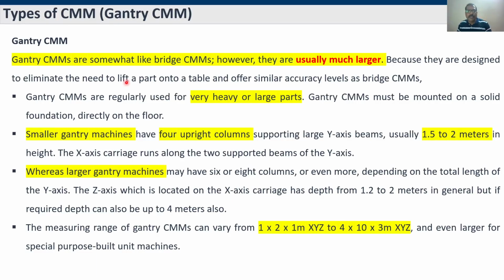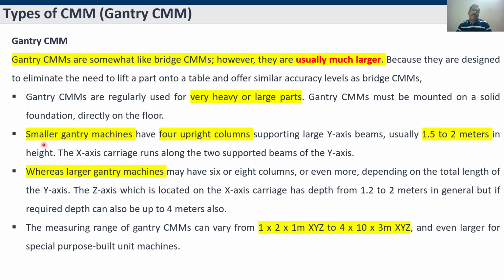But in gantry type, you need no special equipment to lift the component. You can bring the component directly. Like, as I said, for an automobile component, you can bring the vehicle to that table. So it's mainly used for very heavy or large components. Hence it needs to be mounted on a solid foundation, directly on the floor, not on some legs or something.